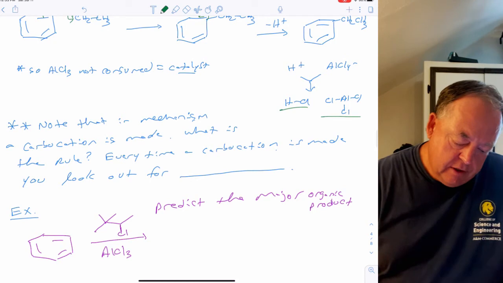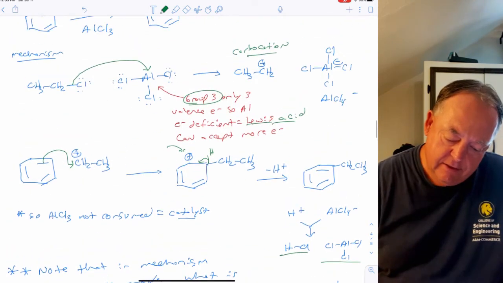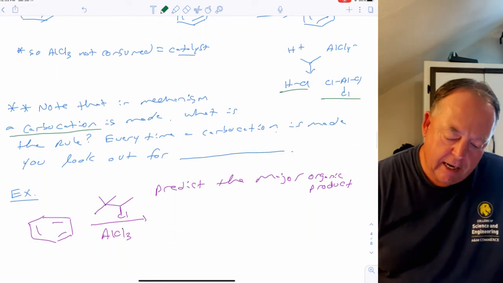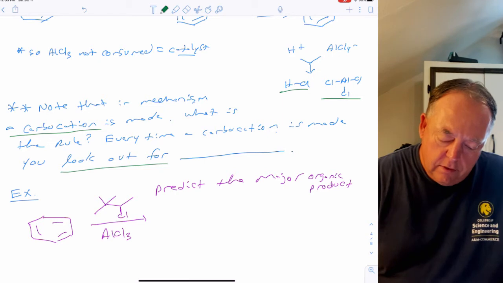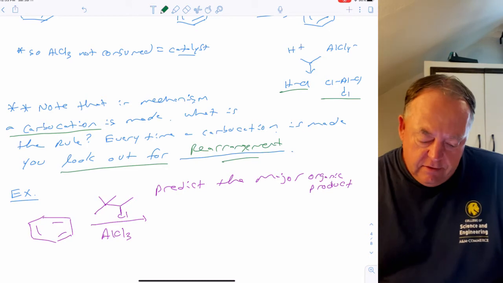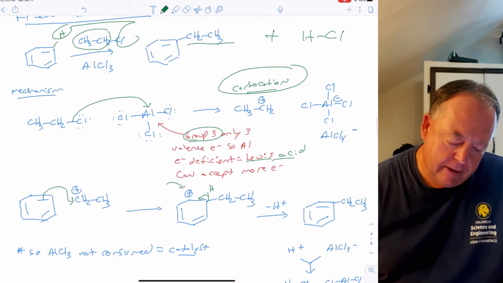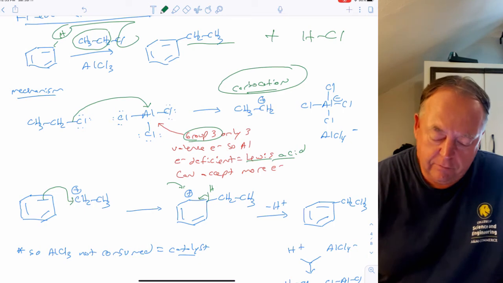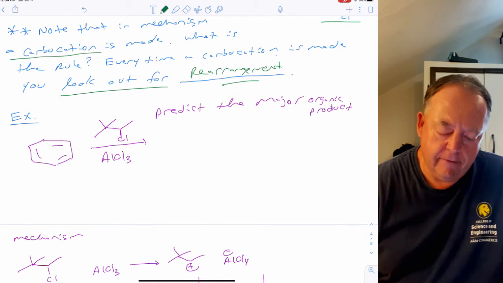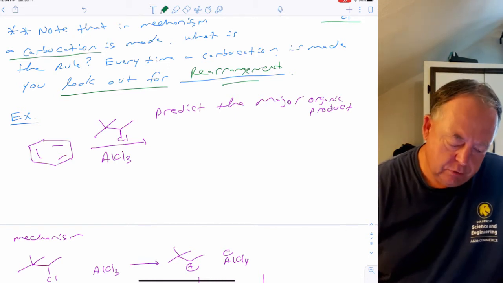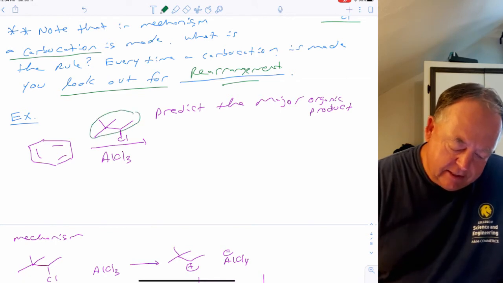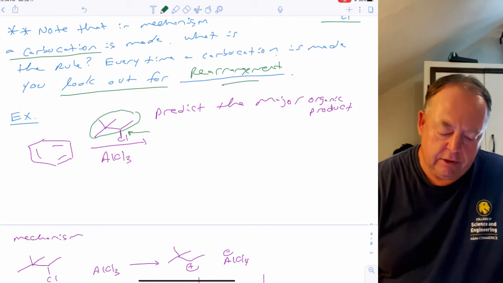Okay, so note in the mechanism that you made a carbocation. You made a carbocation. So what's the rule? Every time you make a carbocation, you look out for rearrangement. This particular carbocation that we made in this example, of course, can't rearrange to anything more stable, but the next example is used to illustrate carbocation rearrangement, which will give you a different product. So you can't just take this and stick it on benzene at that carbon, because it's going to rearrange.